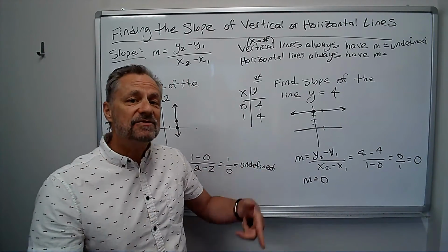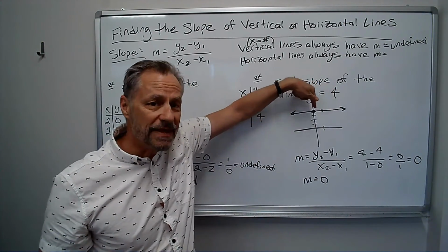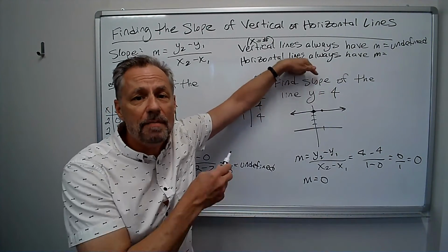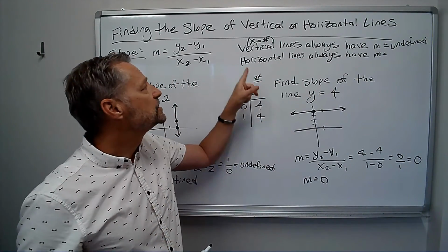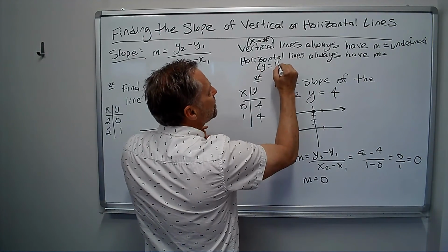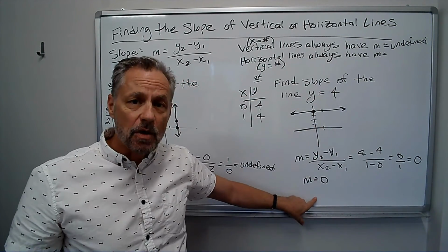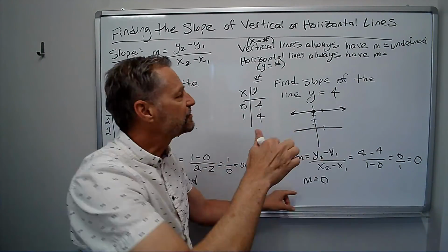And that makes sense if I talk about the rise over the run. From here to here, the graph went left to right, but it went up 0. Didn't go up, didn't go down, just stayed flat. So anytime I have a horizontal line, and that's any line in the form y equals some number, I'm always going to have a slope of 0. It's not going up or down, it's just staying flat.